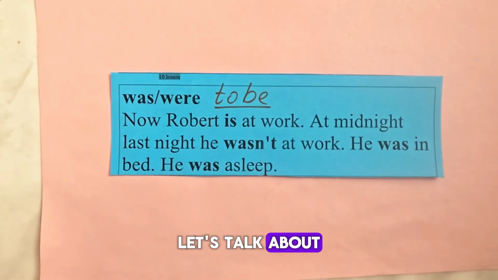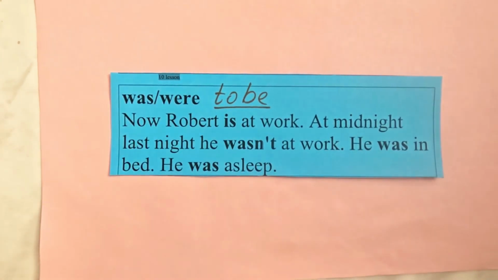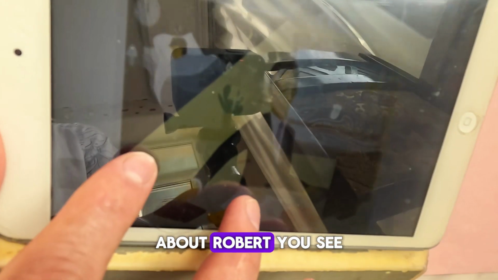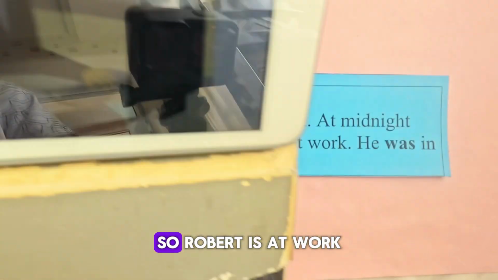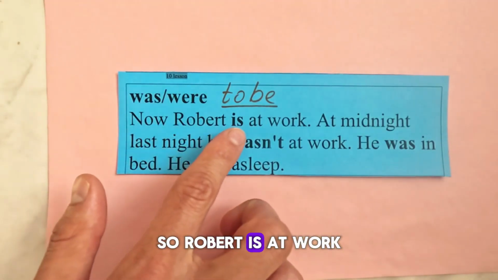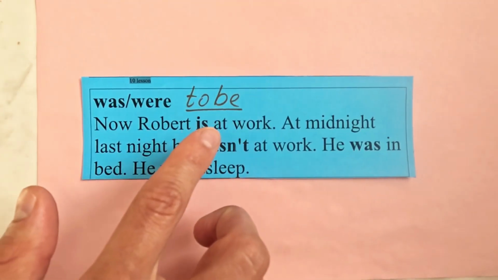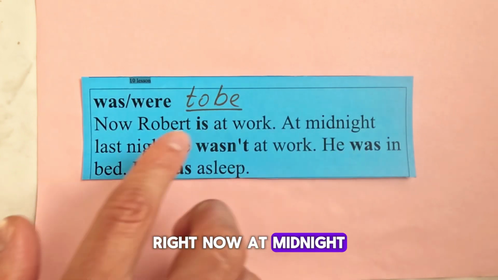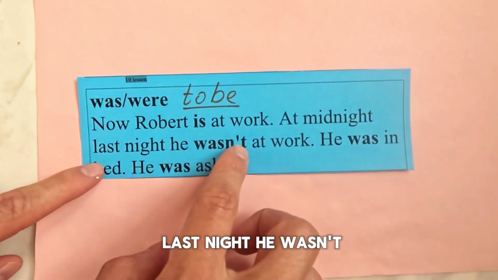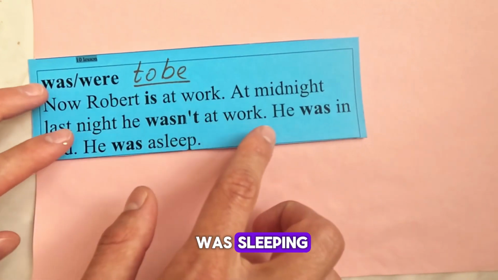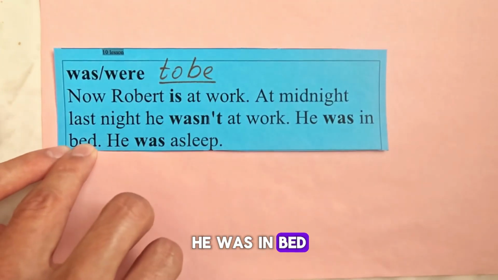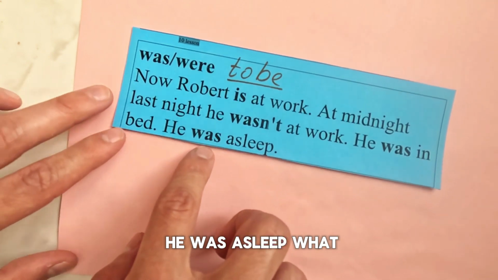Let's talk about Robert. Robert was sleeping last night and here he is at work. So Robert is at work right now. At midnight last night he wasn't at work. Well, of course he was sleeping. He was in bed. He was asleep.